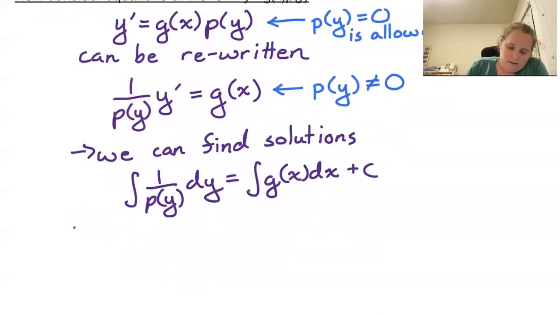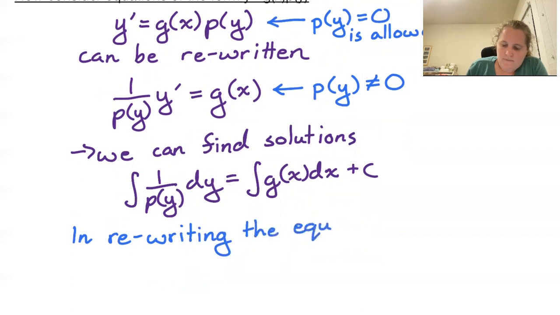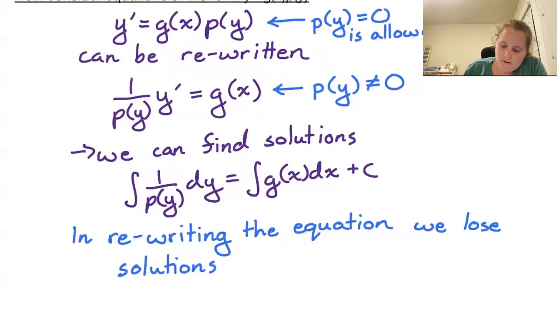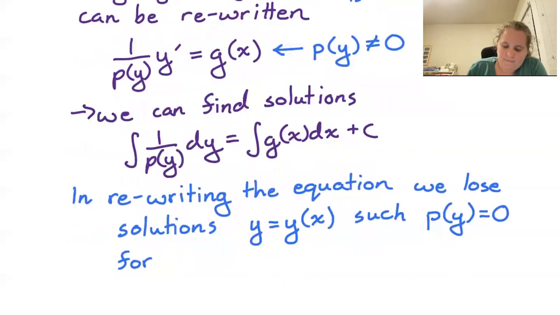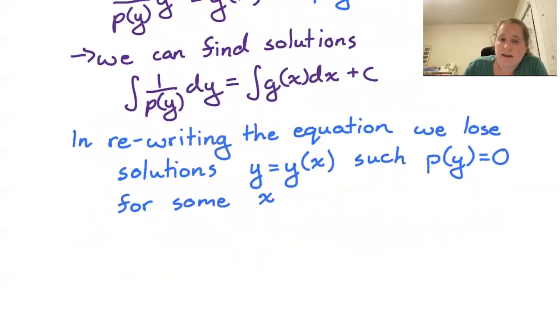So in rewriting the equation in the new form, we lose solutions y equaling y of x such that p of y equals 0 for some x. So let's go ahead and just look at that situation.